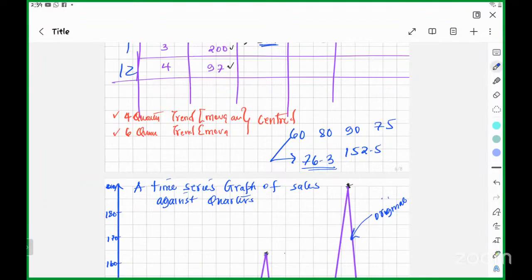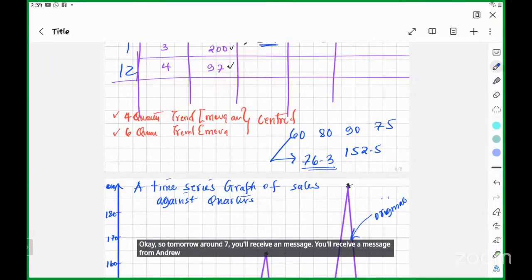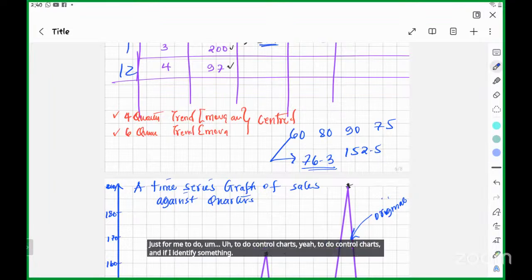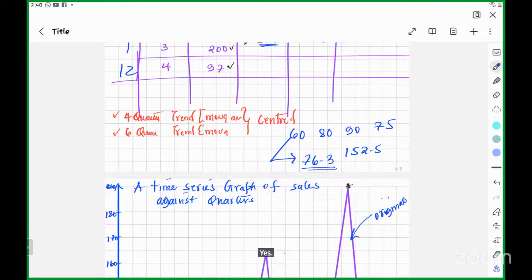Sir, are we meeting again at what time? Okay. So tomorrow around 7, you'll receive a message from Andrew. Between 7 and 8, we should be meeting, just for me to do control charts, and if I identify something. PM. AM would be okay, but people work, so it will be PM.